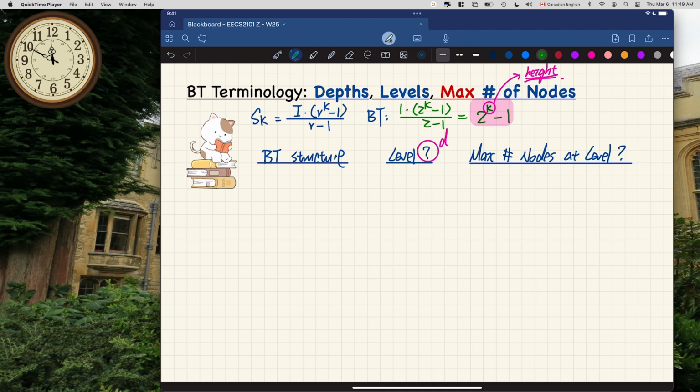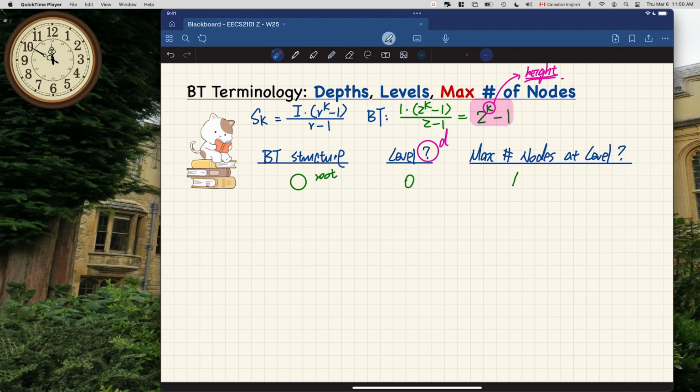Level 0 means the depth for the node is simply 0. We know that there's only one node, right? Just the root. So I'm just going to put a root right here. Okay, that's the root. What's the maximum number of nodes at this level? 1. All right. By the way, this is not 0. This is a node, right? This is 0. This is 1, just in case.